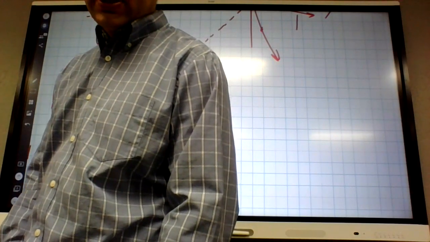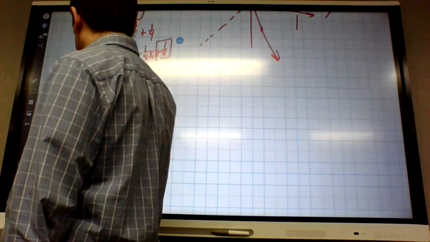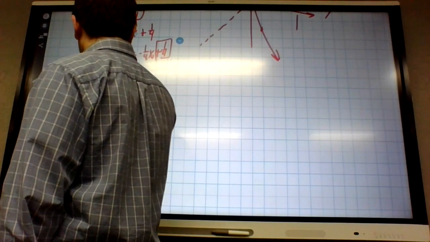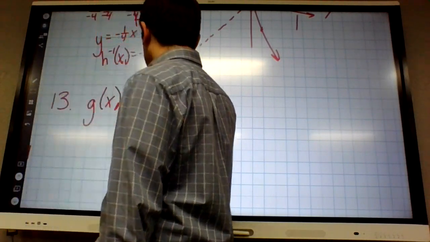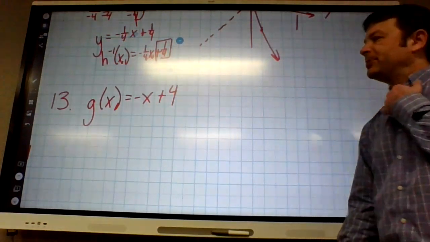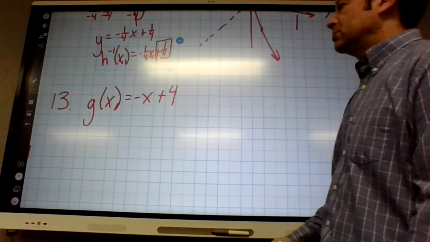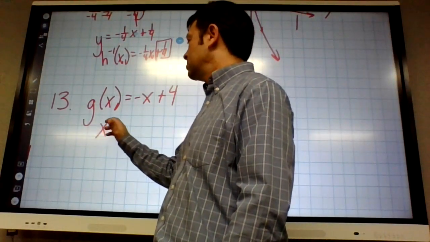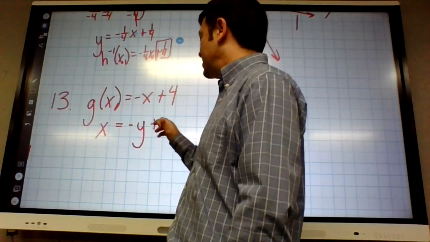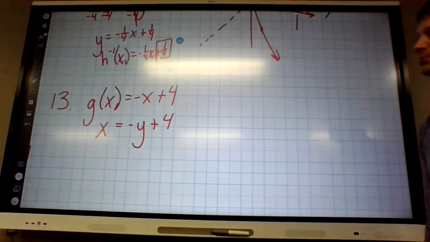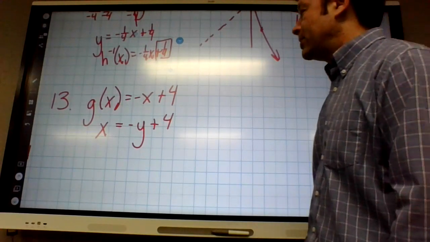This one looks slightly easier. G of x equals negative x plus 4. Alright. What's my first step to find the inverse function? Switch the x and y value. So g of x was my y value. Now it's my x value. X became y.